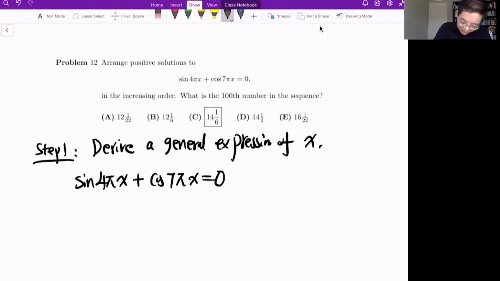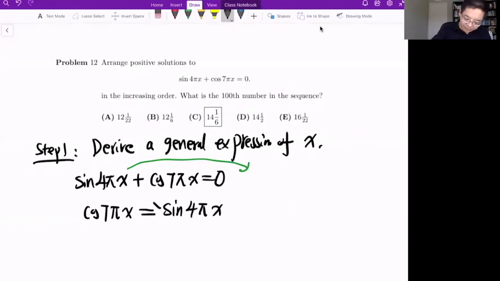Okay, now I move sine 4 pi x to the other side. So I have cosine 7 pi x equals negative sine 4 pi x. All right, then we can absorb the negative sign into the inside, because sine is an odd function. Odd function means sine negative a equals negative sine a. So this one equals sine negative 4 pi x.